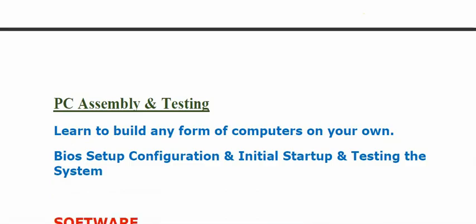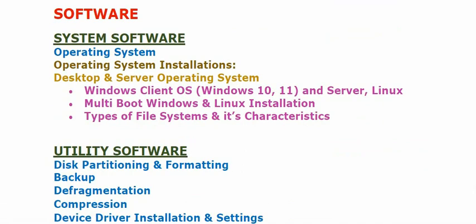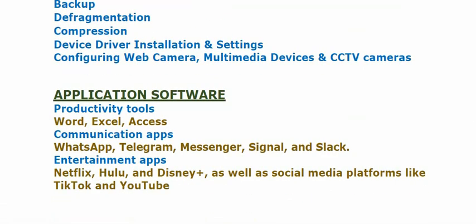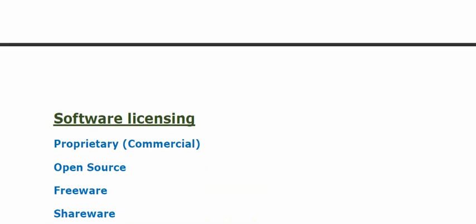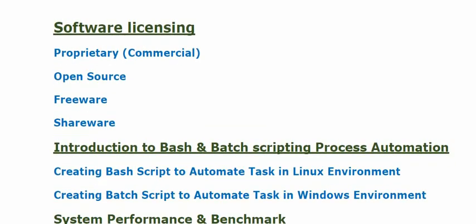When you come to software, we need to pay extra attention. We have to understand clearly what is system software, what is utility software, application software and their purpose, and software licensing, how these licenses are used. And this is again a crucial part.